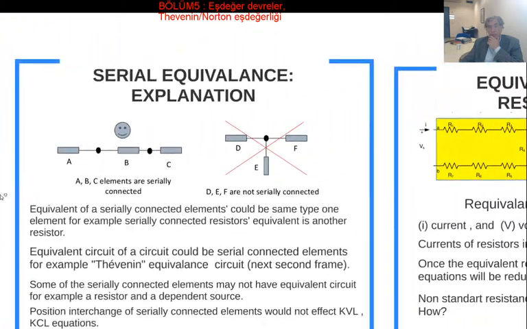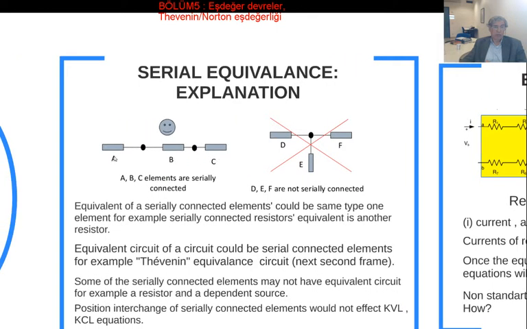For example, on this circuit, D and E or D and F are not connected in serial, although one of the terminals is connected together in this node, but there is another element also connected to this node. So the E connection makes it not a serial connection. So you could say that D and E, E and F, and D and F are not connected in serial. But you could say that A and B are connected in serial. B and C are connected in serial. A and C, not two terminals are connected together.